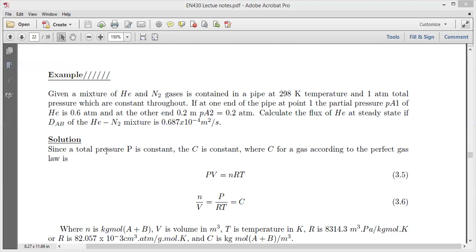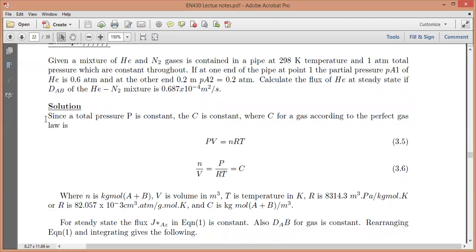Okay, so now we've been told to calculate the flux. We know the formula for flux already. But then we've been given partial pressures. So in our solution, we say since the total pressure P is constant, okay, so we've been given the total pressure P is constant at 1 atmosphere. C is constant also, where C for the gas, according to the perfect gas law, is PV equal to nRT. So this you should have learned from your previous courses. And then you have this formula here also.